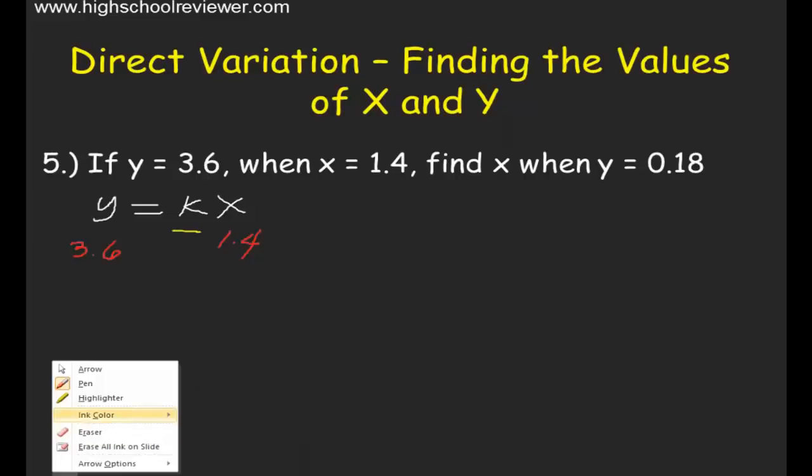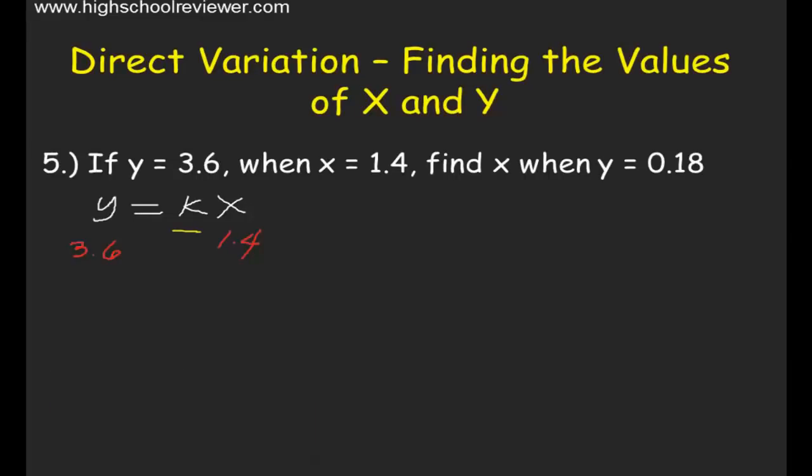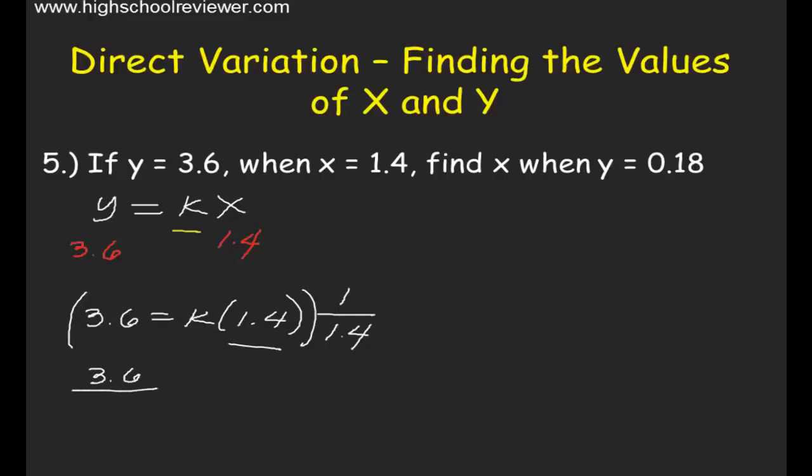So to solve for k, we have 3.6 is equal to k multiplied by 1.4. We need to cancel out 1.4. So to cancel out 1.4, divide both sides of the equation by 1.4. So 3.6 all over 1.4 and k times 1.4 all over 1.4.